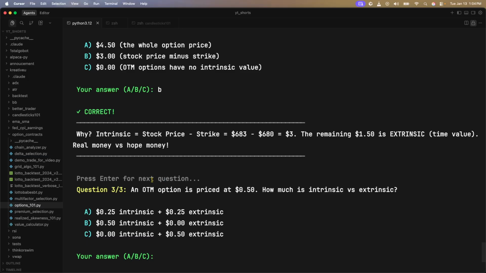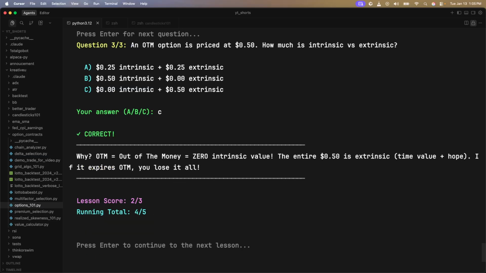All right, bet. So an OTM contract, OTM, right? OTM has no intrinsic. It is all extrinsic. So an OTM contract is priced at $50 or 0.5. What is the intrinsic or extrinsic value? Is it A, 0.25 intrinsic, 0.25 extrinsic? Is it B, 0.50 intrinsic, 0.0 extrinsic? Or is it C, 0.0 intrinsic or 0.5 extrinsic? Well, it told us the answer in the question. It's OTM, right? OTM, we know, has 0 intrinsic value. So it has to be C.